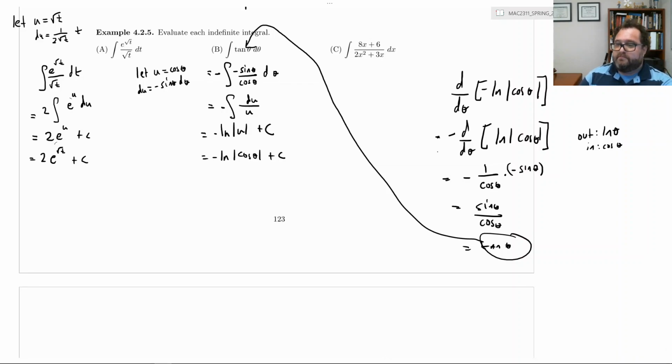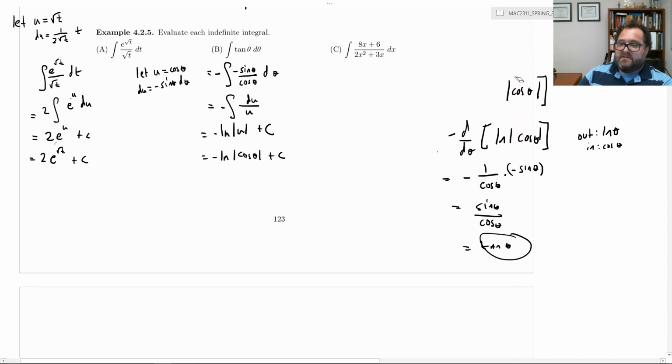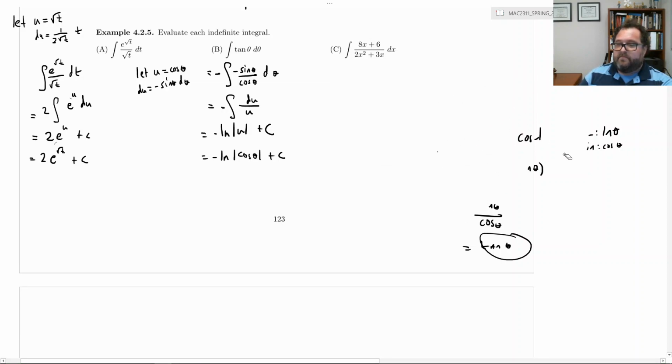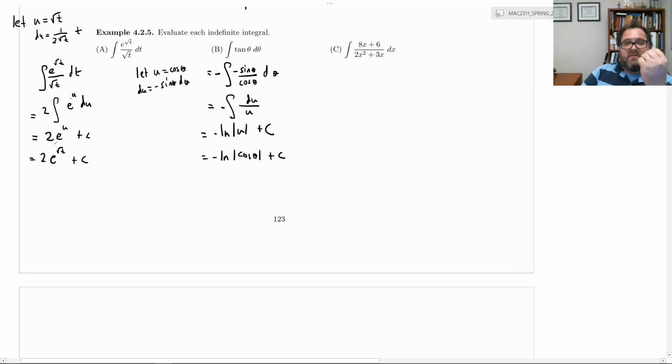Okay, cool. One last example for this video. Let's take a look. So we have the antiderivative, the indefinite integral of 8x plus 6 over 2x squared plus 3x dx. Okay. Now, here's what I'm noticing. Let's look at the denominator.